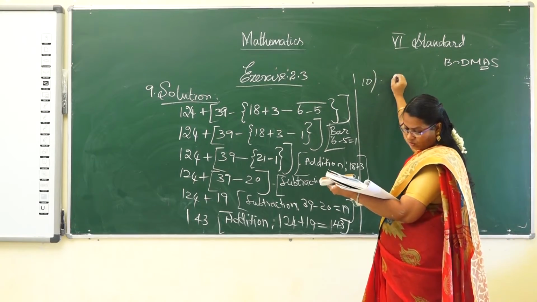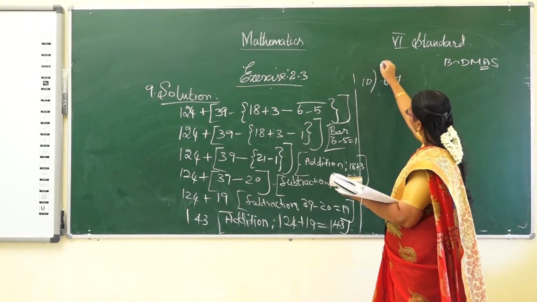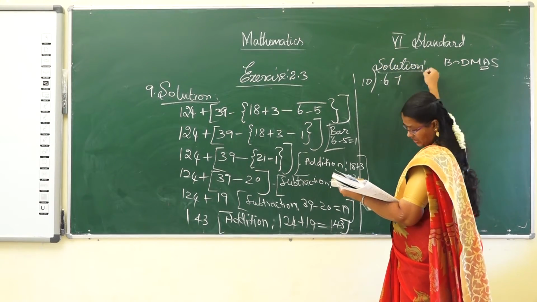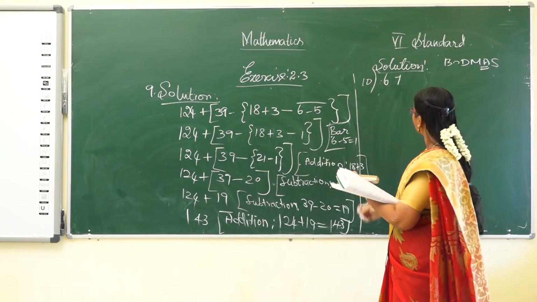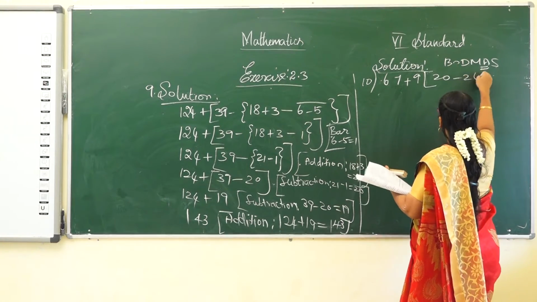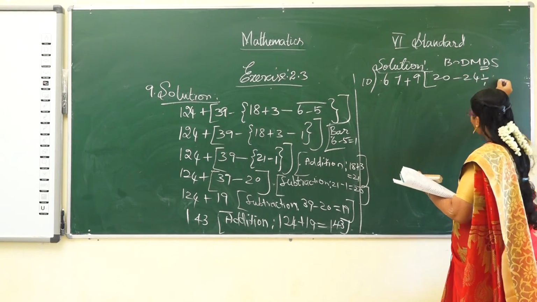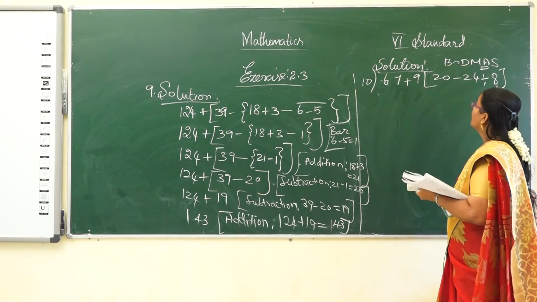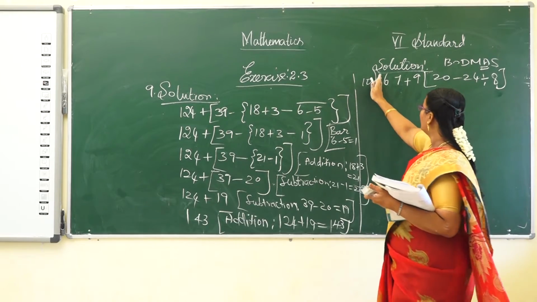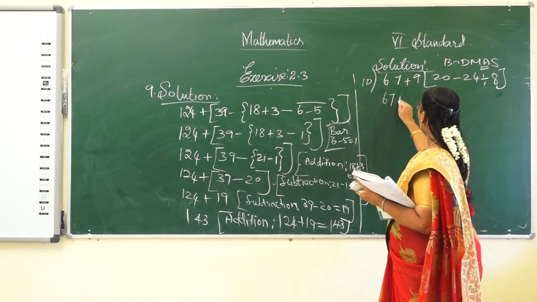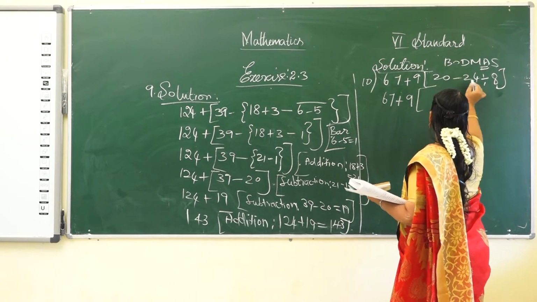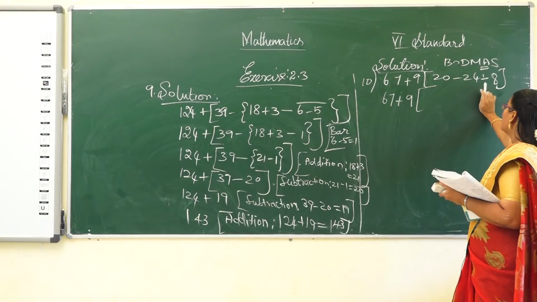What is given in the 10th one? 67 plus 9 of [20 minus 24 divided by 8]. As usual, first refer to the bracket. A square bracket is given, so simplify the values within the bracket. 67 plus 9 of is given. Okay, simplify it. In between, there are two operations, subtraction and division.